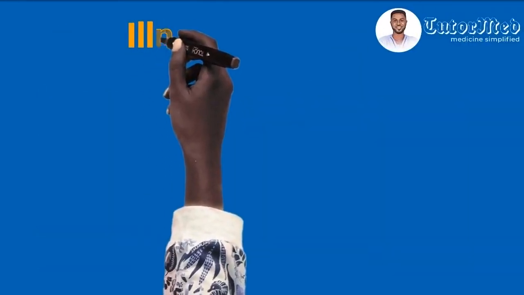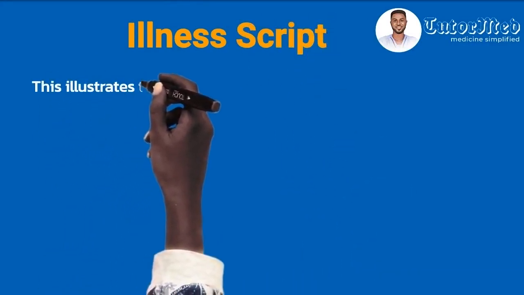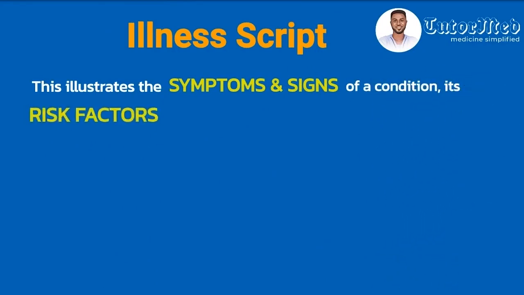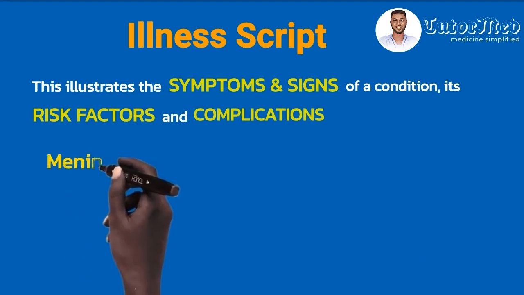Okay guys, now let's take a brief look at what an illness script is. It illustrates the symptoms and signs of a condition, its risk factors, and complications. It is synonymous to a case definition. As an example, let us take a sample illness script for meningitis. It is okay if you are not familiar with the risk factors, the signs and symptoms of meningitis. Just follow along. These things will come up later.